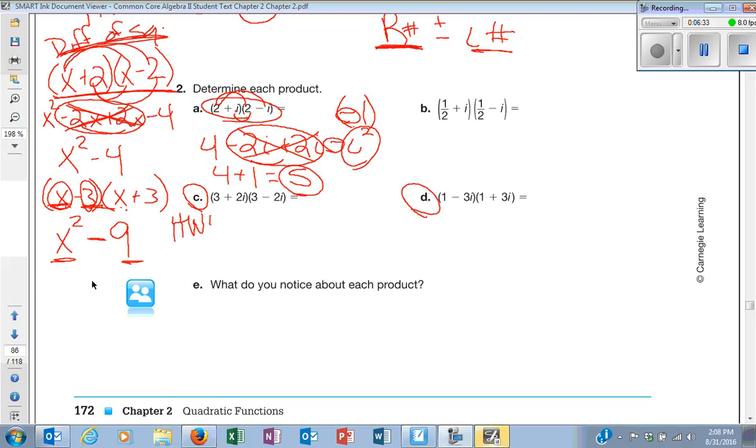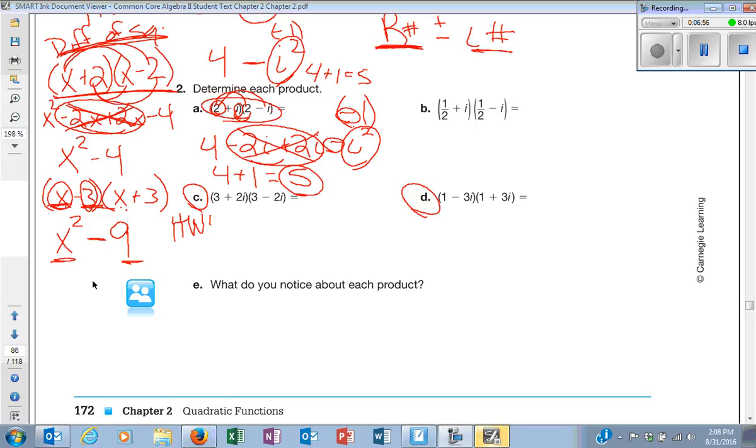If I did it the short way, what would this be squared? 4. If I did this squared, what would it be? i squared, and subtracting them. Well, again, what is i squared? It's really a negative 1. 4 plus 1 equals 5. Same end result, just did it a much faster way.